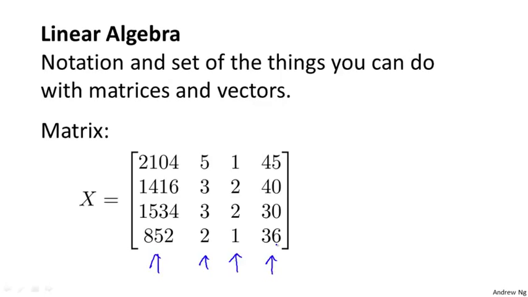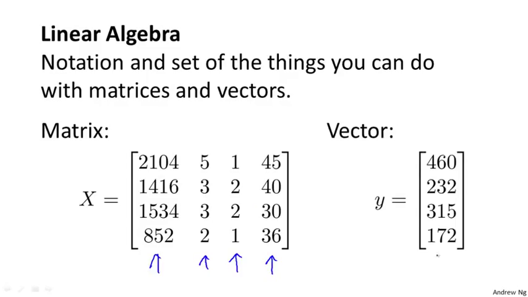And so a matrix is this block of numbers that lets me take all of my data, all of my x's, all of my features, and organize them efficiently into one big block of numbers like that. And here is what we call a vector in linear algebra, where the 4 numbers here are the prices of the 4 houses that we saw on the previous slide.